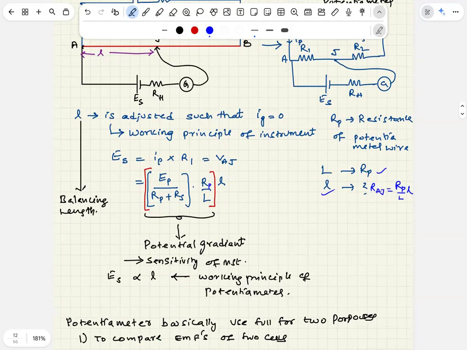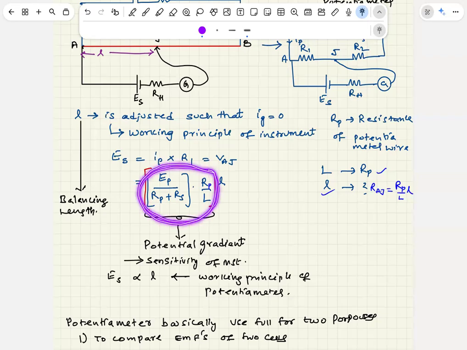There are certain terms of interest here. Here, there is one term that I need to define. The entire thing, whatever is there in the bracket, I repeat, the entire thing in the bracket, is what we will call the potential gradient. Potential drop per unit length.